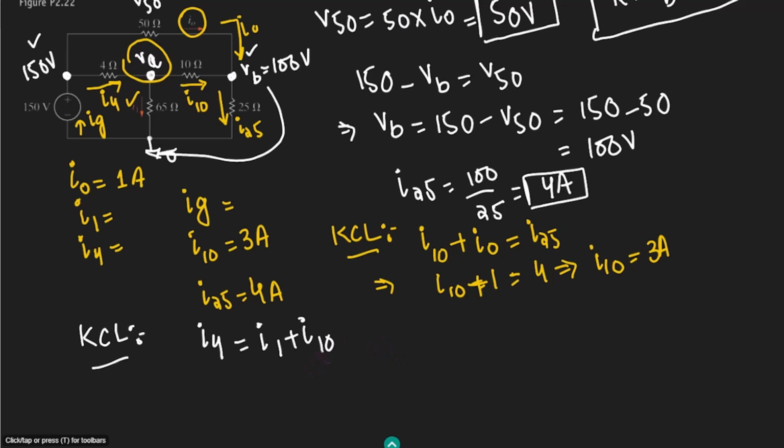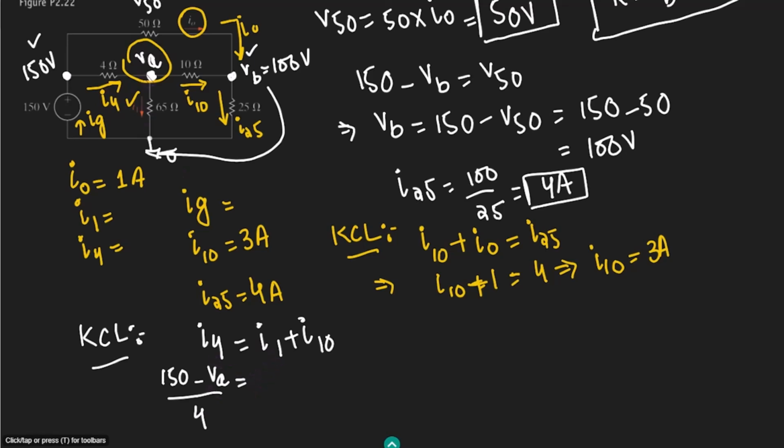The value of I10 is what? This is the current which is moving in this direction, so this is VA minus VB divided by 10. So the value of I10 is known. The value of I4 is what? That is 150 minus VA divided by 4. Let me write them here: 150 minus VA divided by this resistance, which is 4. Potential difference divided by the resistance is equal to the current. So this is the formula I have applied here.